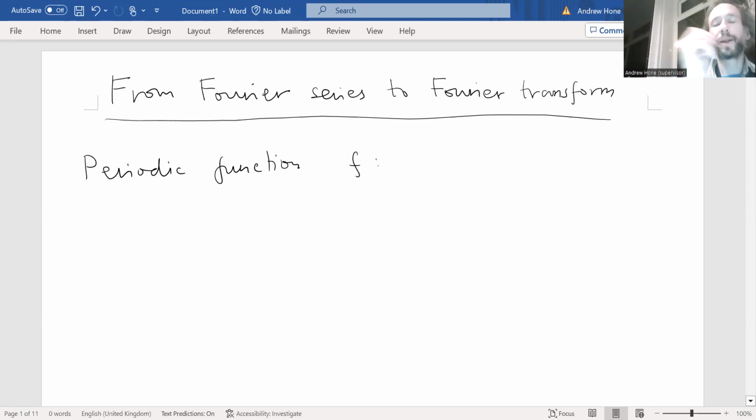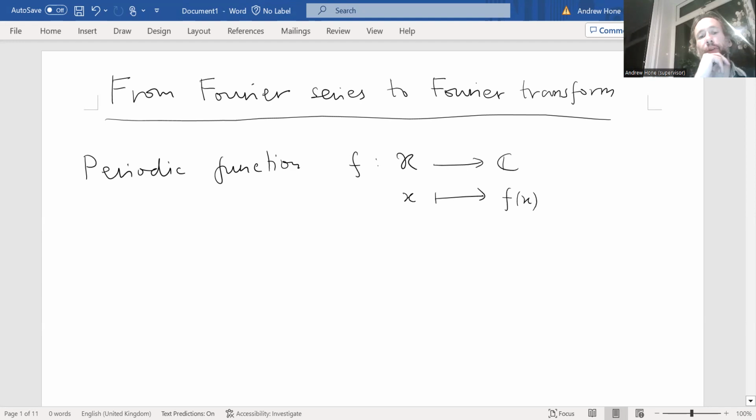So typically you might be used to working with real functions, real valued functions. But it's going to help if we actually think about all the functions being complex valued for what we go on to do. So it doesn't matter if you want to have a real valued function, that's fine as well.